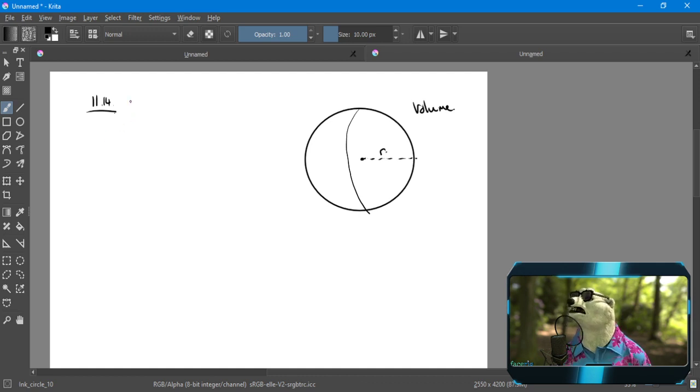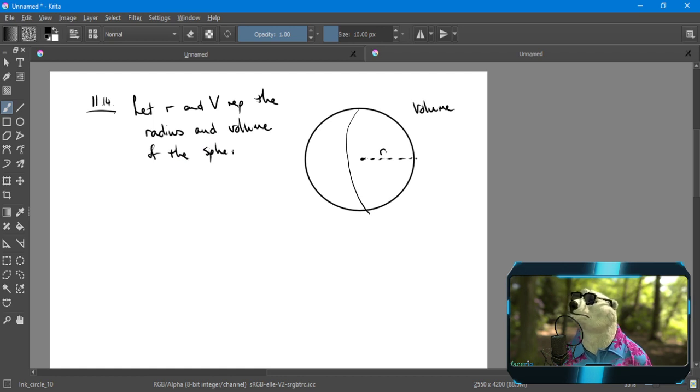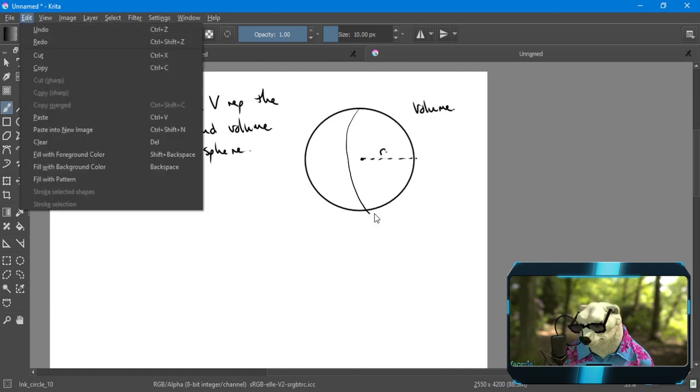Oh, first we need to find our variables. So let R and V represent the radius and volume of the sphere. Then, what is the volume of a sphere?